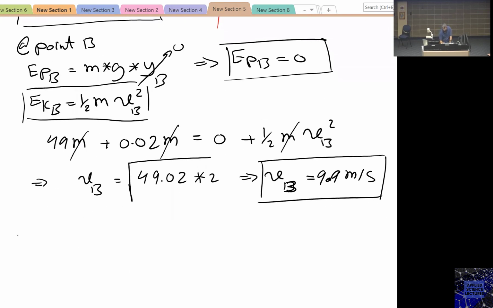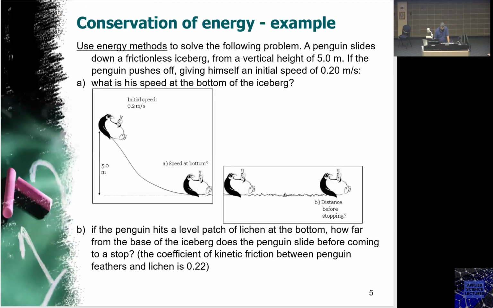Now the second part, part B, says the following. If the penguin hits a level patch of lichen at the bottom, how far from the base of the iceberg does the penguin slide before coming to a stop? The coefficient of kinetic friction between penguin feathers and lichen is 0.22.